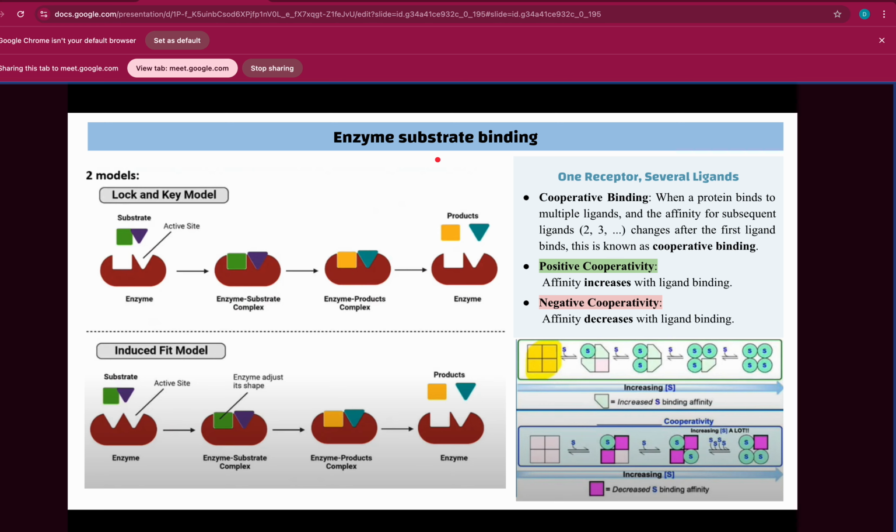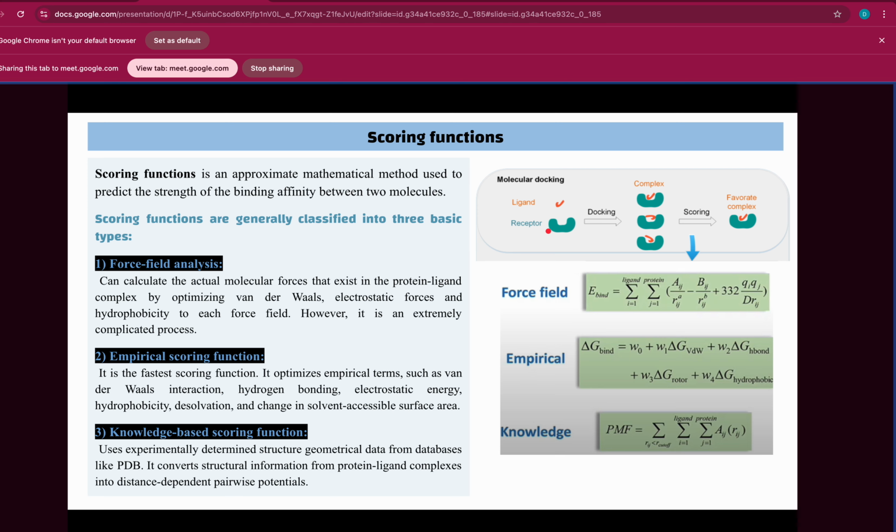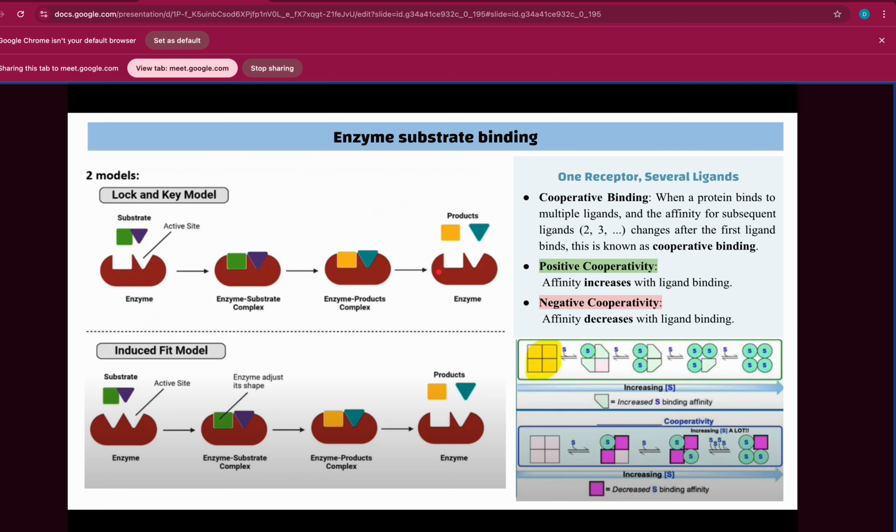Now the next concept is enzyme substrate binding. Now we have seen that this is how we figure out which ligand has better binding affinities. Now there are different models which tell you about these bindings. So the first model is the lock and key model, and next is the induced fit model.